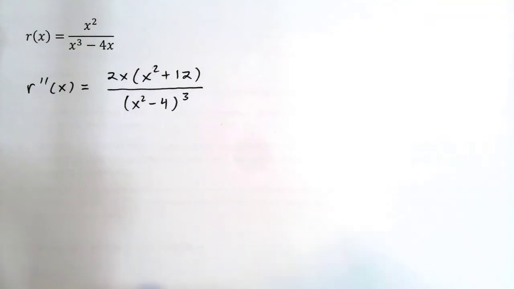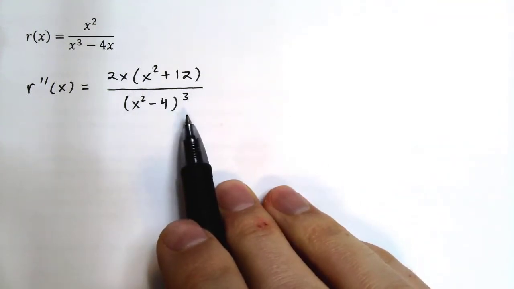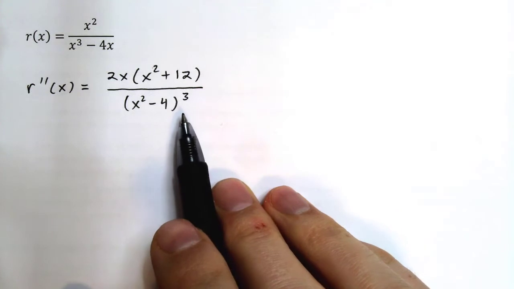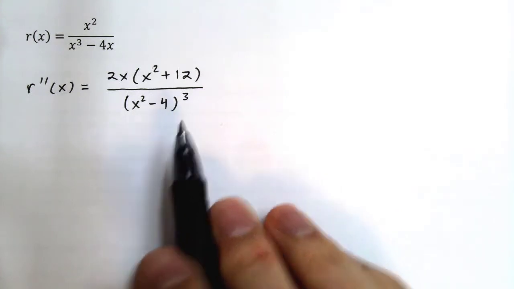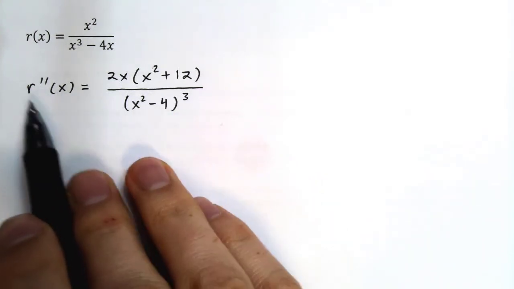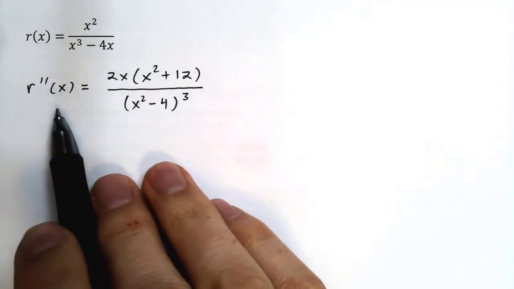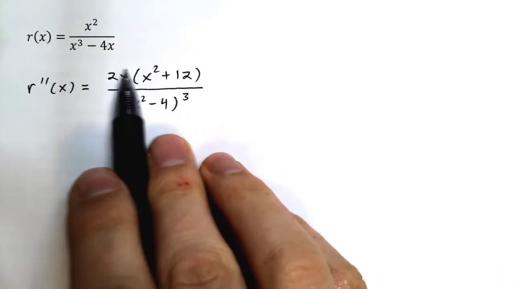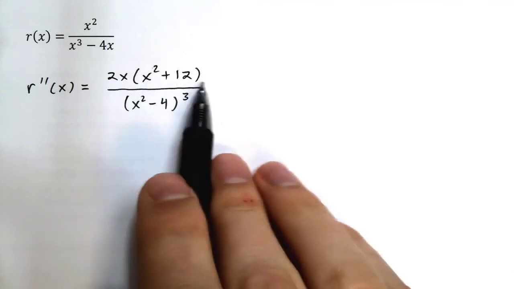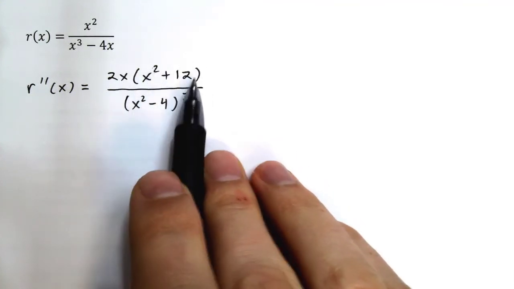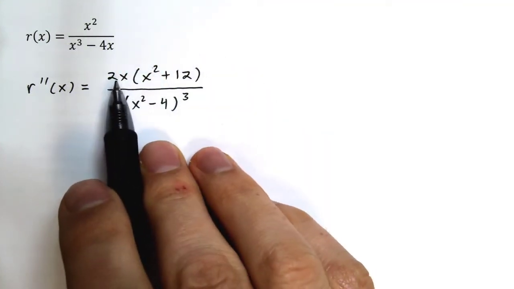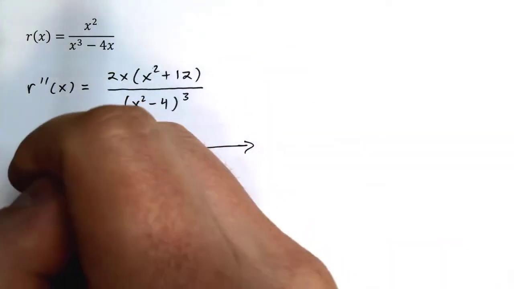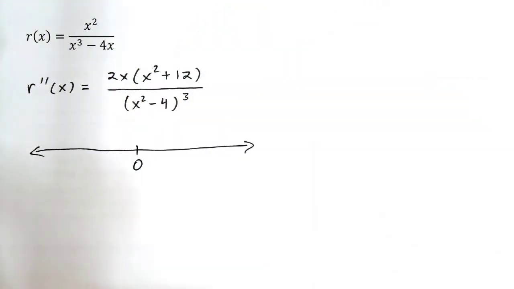Okay, so we're going to try to use this to find the intervals of concavity. So we're going to have to think about where this is positive or negative, and it can change from positive to negative where it is 0 or undefined, right? So where can it be 0? That's where the numerator is 0. If x is 0, then the numerator is 0. There's no way this can ever be 0 because it's something squared plus 12. So one value is 0. So on the number line, I'm going to plot 0.